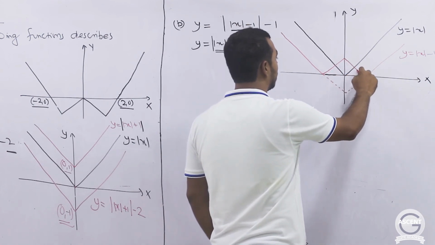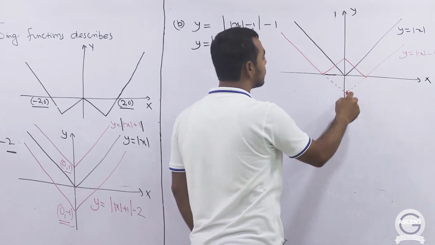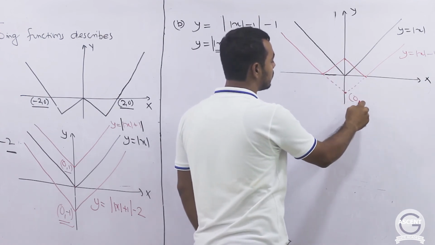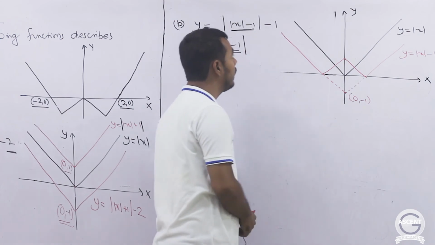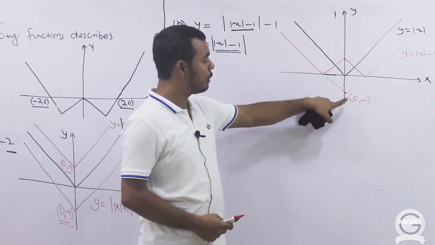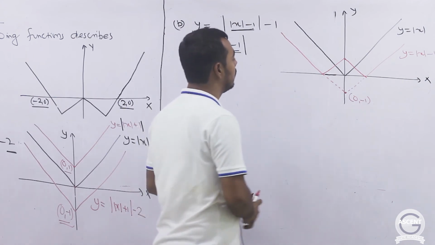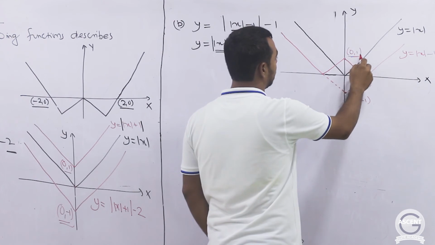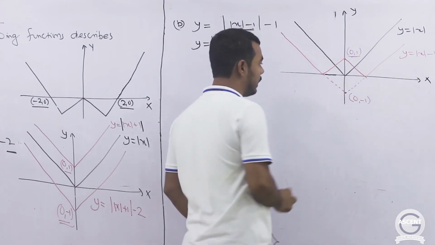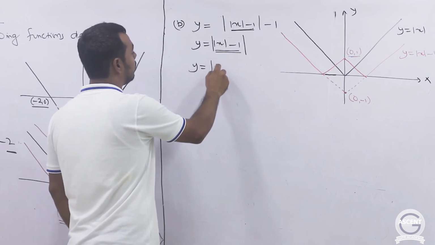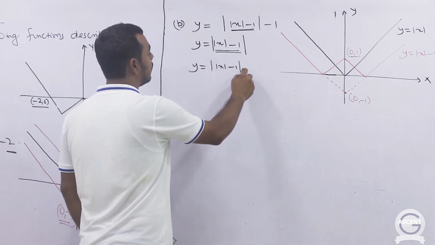So now you are going to get a graph something like this. And what will be the coordinate of this point? This point was x0, y minus 1, right? Mod x minus 1, so we have shifted this graph of mod x by 1 unit, so this was 0, minus 1. So this point will be x0, y plus 1 because we are taking the image of this point in x-axis.